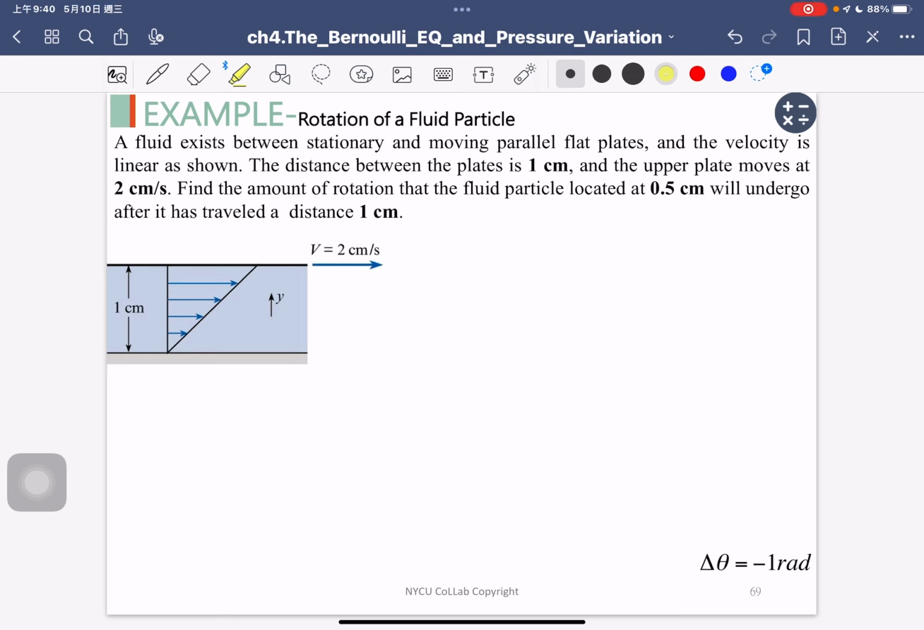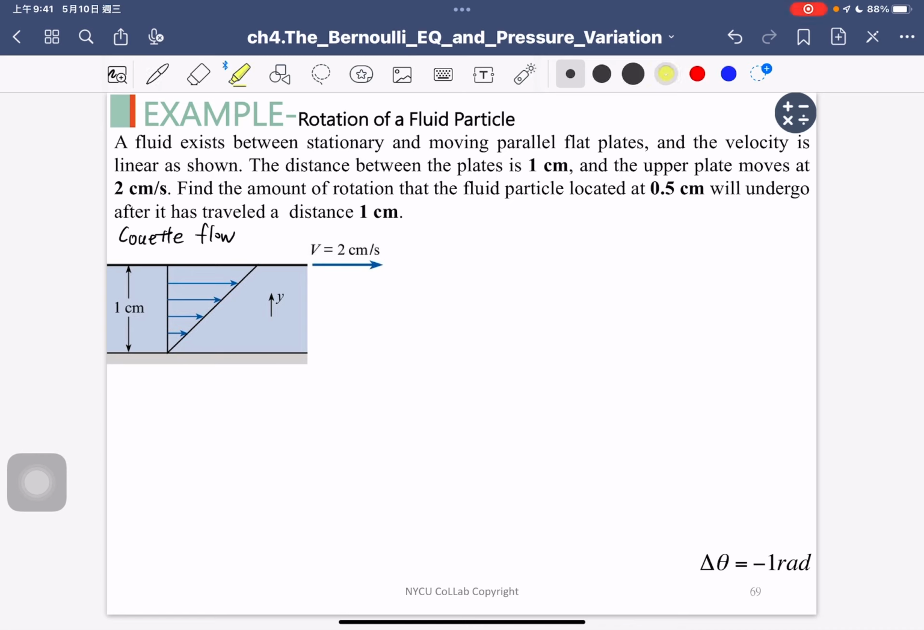And then the second exercise, we also have a rotational problem. Okay, so in that case, as I mentioned, this is a Couette flow. If you remember, the Couette flow is always a rotational flow. And when we say Couette flow, the viscosity effect is important. That's the reason why it is a rotational flow. Okay, so what's the problem?